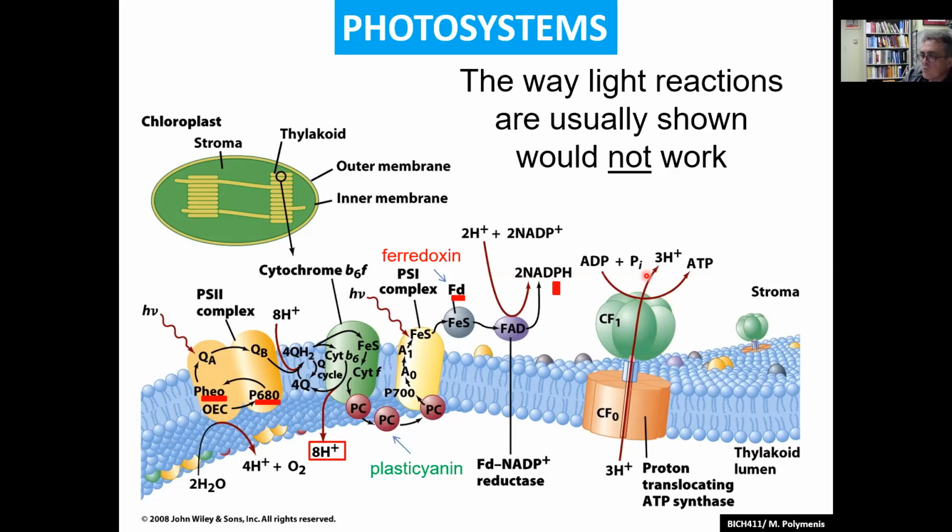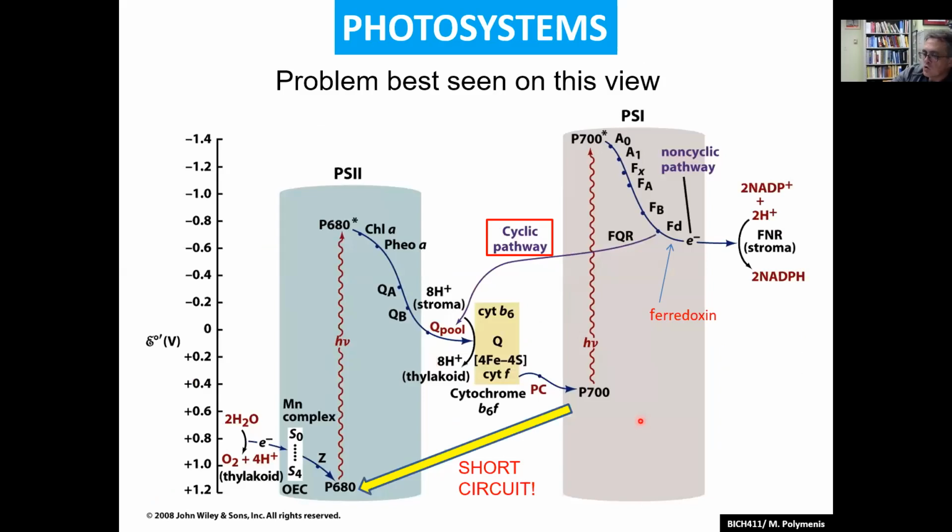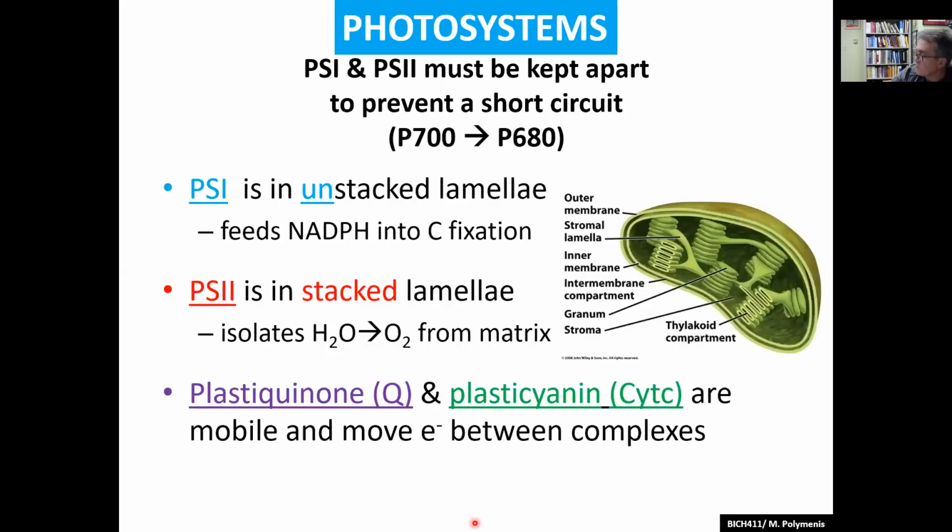They have all these options, but the way the photosystems are drawn like this, you have 1, and then you have 2, and so on and so forth, they never work in real life. The reason is, if they are too close to each other, okay, you can short circuit the whole system. So how do plants avoid that? Well, you put them far away from each other. Photosystem 1 is in the unstacked lamella, for example. And photosystem 2 is in the stacks that we saw earlier.